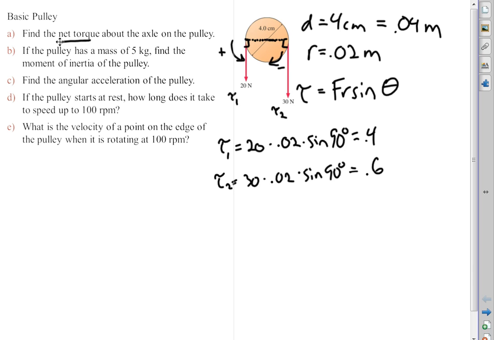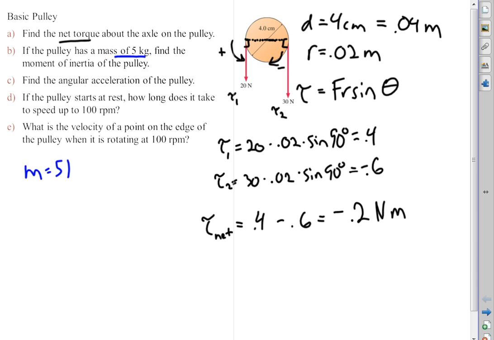Now, what we're calling torque 2 is going clockwise, and that is negative rotation. What we're calling torque 1 is counterclockwise, and that is noted as positive rotation. So when we calculate the net torque, we say 0.4 minus 0.6, which is a negative 0.2 Newton meters. Newtons because this is the force, and meters from the radius there.